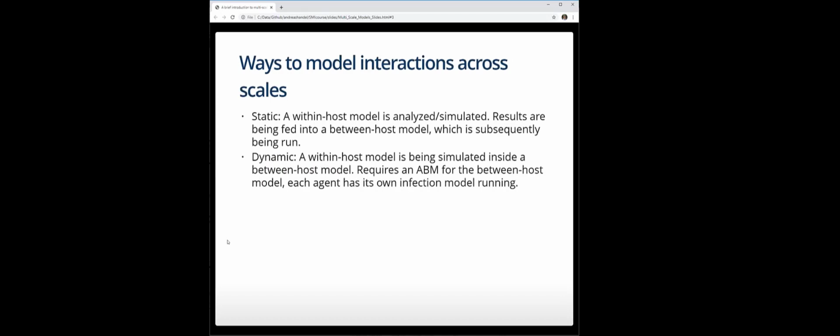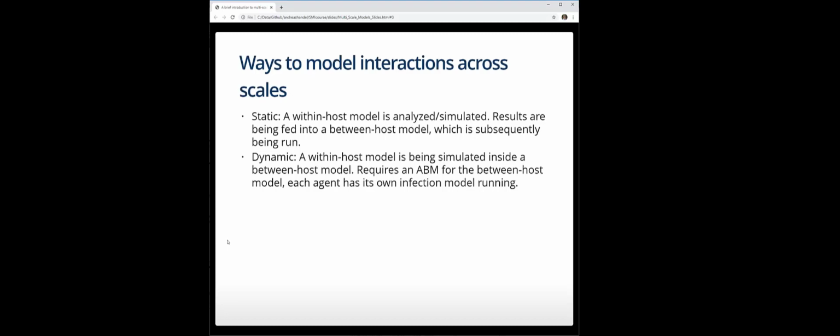And if you think about it, there are two main ways that linkage can be done. And the most common one is still the first one, where you have these models on the different levels. You sort of analyze or simulate each model individually, and then you feed the output from one model into the other. Most common, you have your within host model, and the output from the within host model will be fed into the between host model. So while you're connecting the scales, you're not connecting them in real time, so to speak. You're looking at one system and then see how that affects the other one.